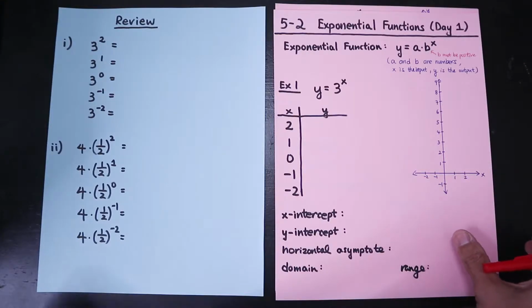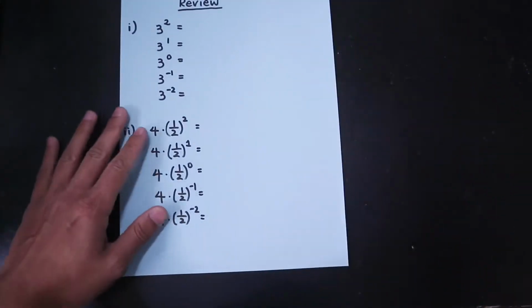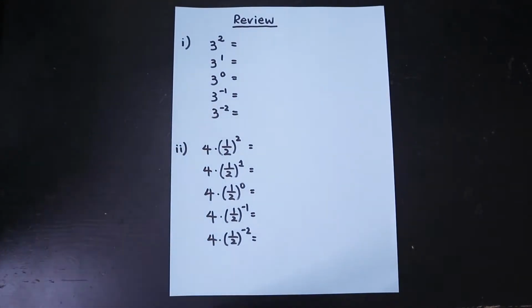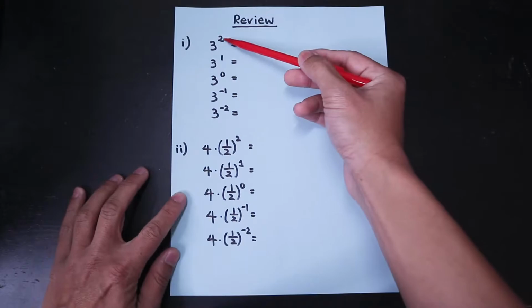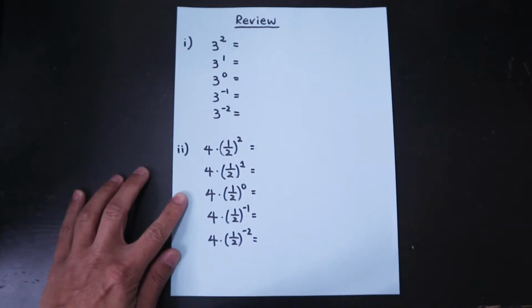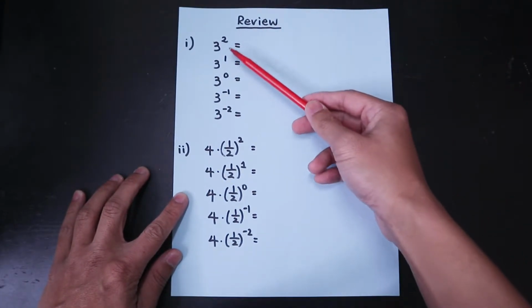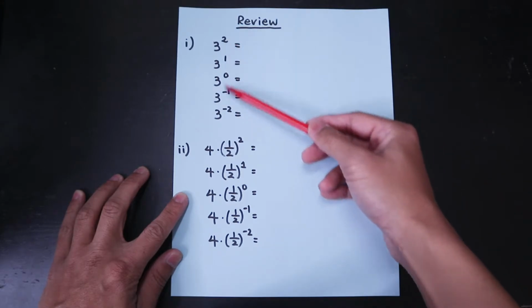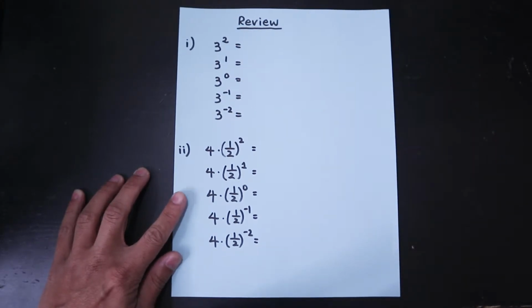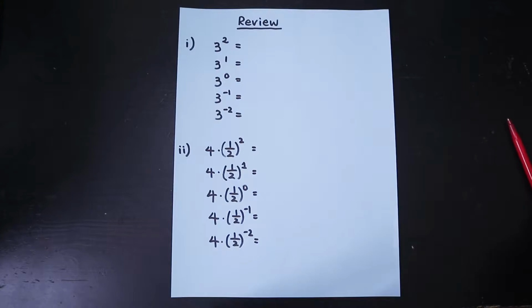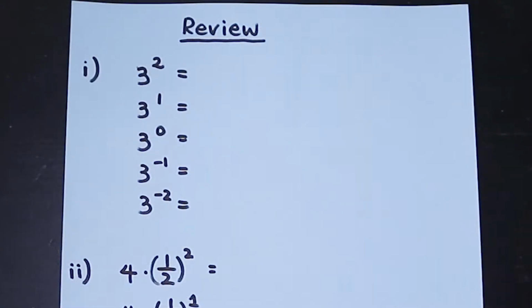So before that, we are going to do some review on how to simplify exponential expressions, going from positive exponents to zero exponents and negative exponents. And later on, we'll be using these numbers and exponents, as well as the answers, to generate a graph on the xy plane. So let's take a look at the first example.